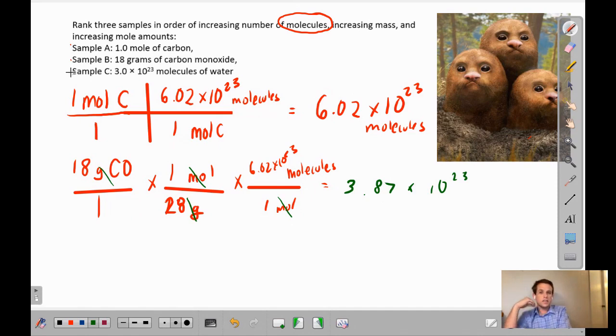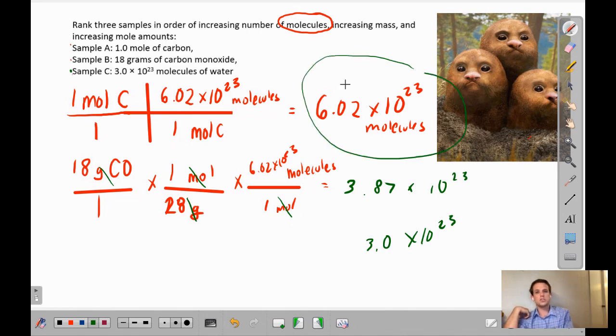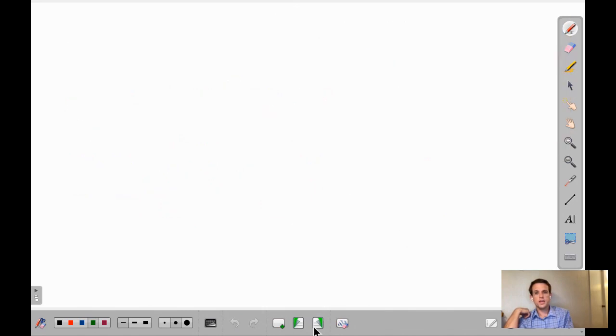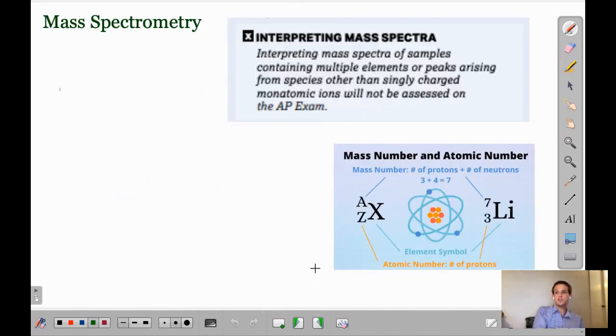And then let's look at our sample C, which they already gave us, which was 3.0 times 10 to the 23rd molecules of water. So which one's the most? It was the first one. The first one was the largest amount, the 1 mole of carbon. Okay, let's move on to the next concept, which is mass spectrometry.